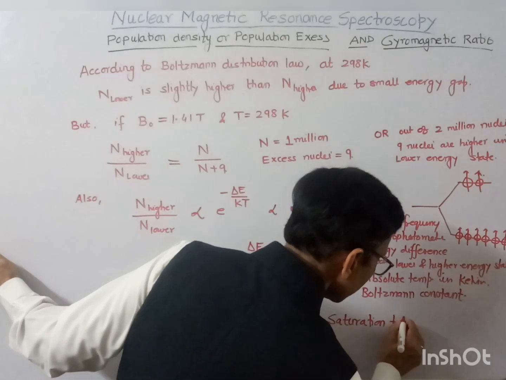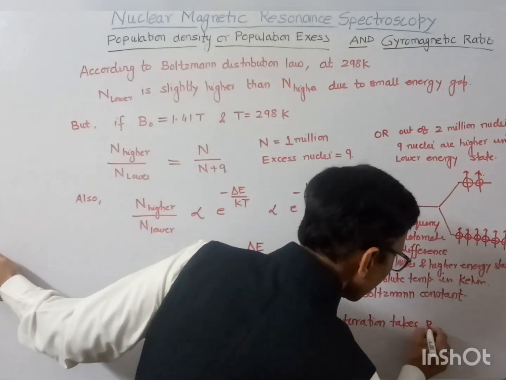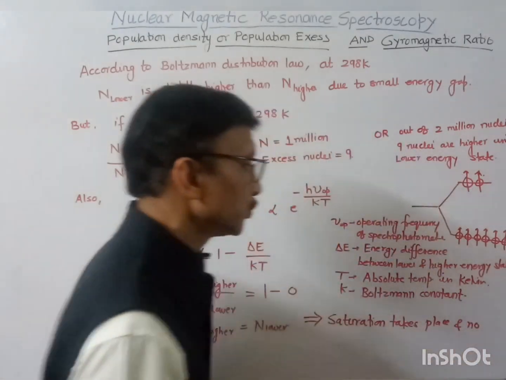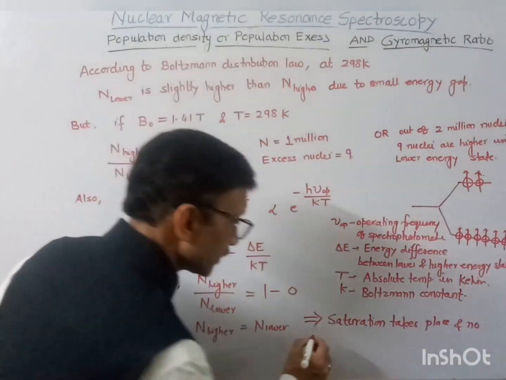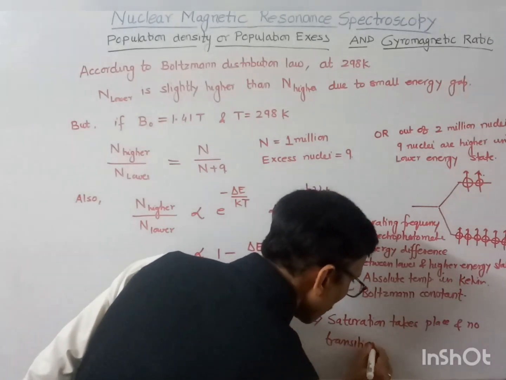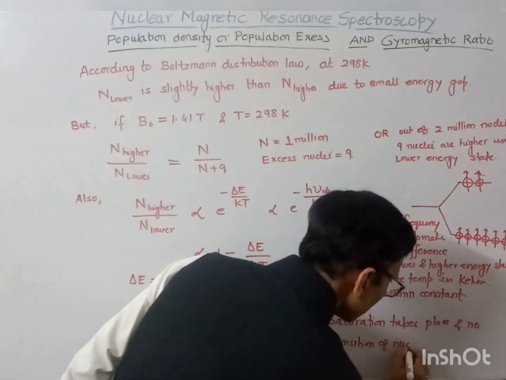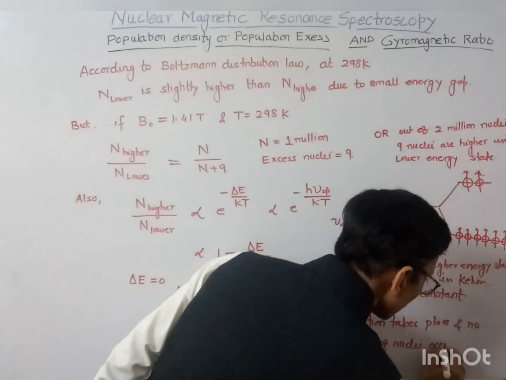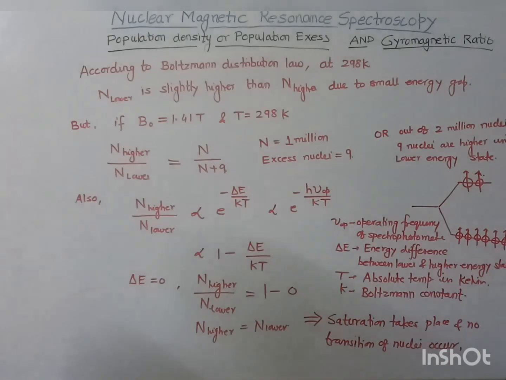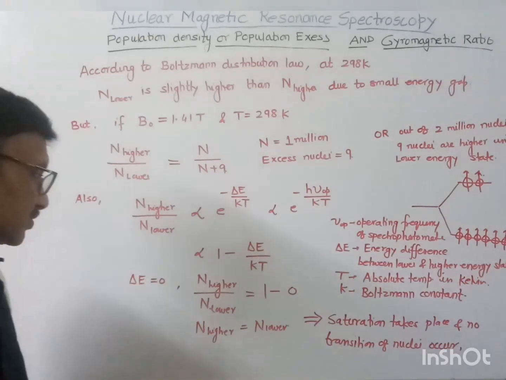Saturation takes place and no transition will occur. No transition of nuclei occurs, or we can say no NMR signal will appear in such a case.